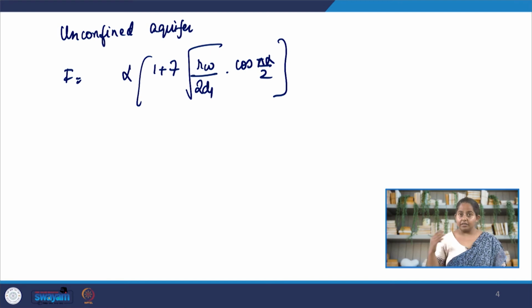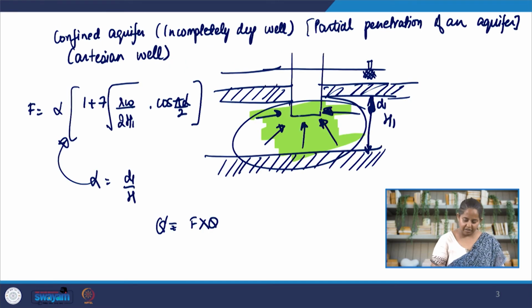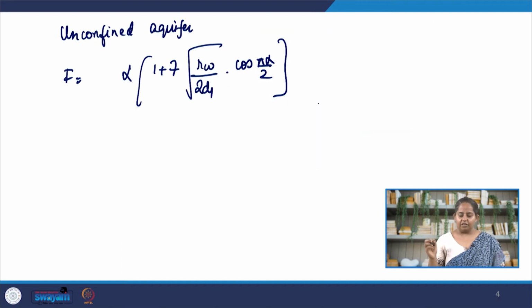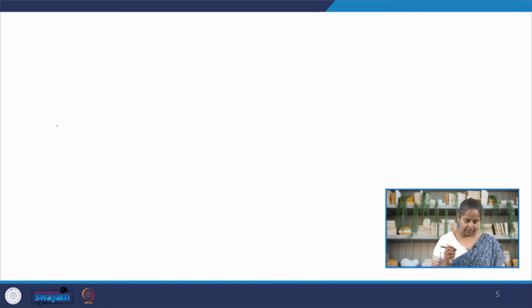Now, there is another situation where we barely enter the aquifer. I showed it like it is barely entering, but still there is some amount of tube well that does enter the aquifer. What happens when the well barely touches the aquifer? In that case, we have a well-like situation. So, we are going to talk about spherical flow in the wells.